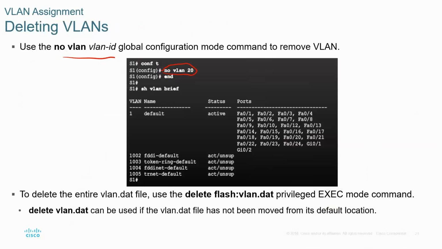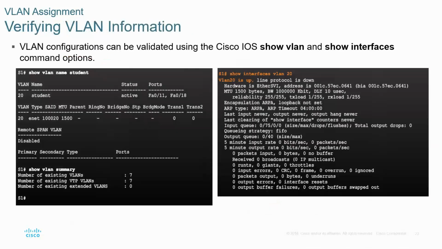If you want to delete all the VLANs, there is also a command to do that. Obviously, these commands have to be used with care so that you don't end up removing your entire configuration file. Okay. If you want to verify, there are commands. If you say show VLAN and you give it a certain name, you can actually see this particular VLAN. In particular, you'll see, for example, this is VLAN 20, and these are the ports in the switch that are members of VLAN 20. If you say show interfaces VLAN 20, it will show you all the interfaces that are members of VLAN 20.